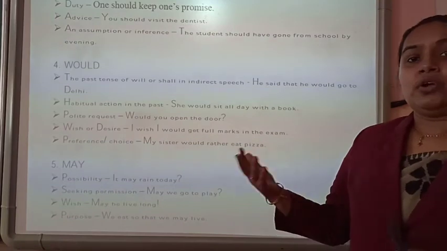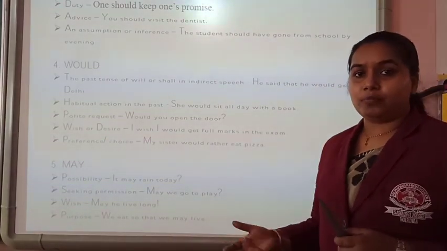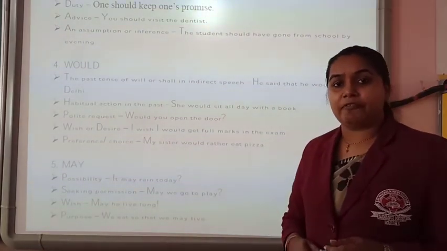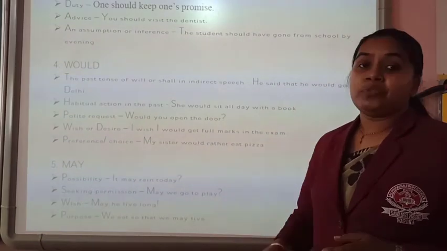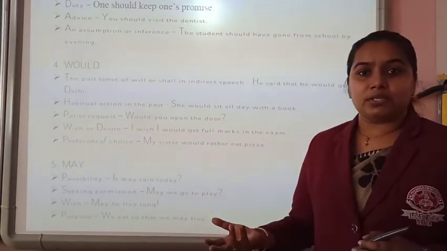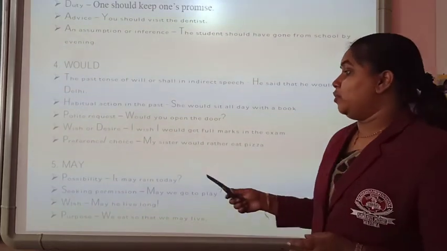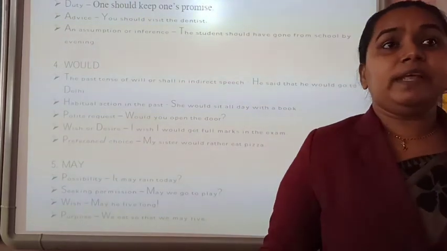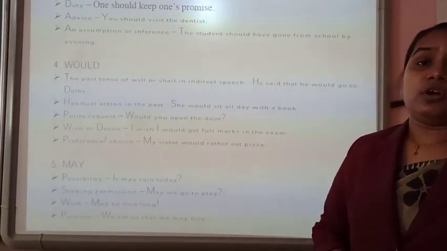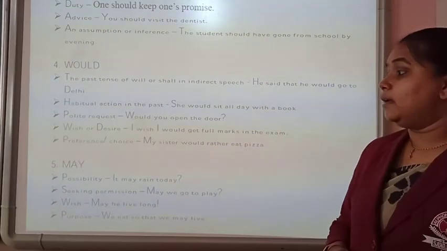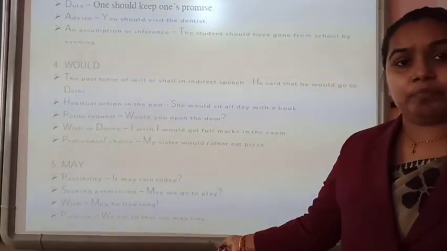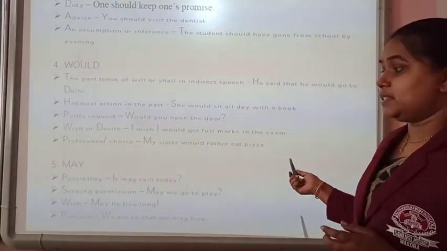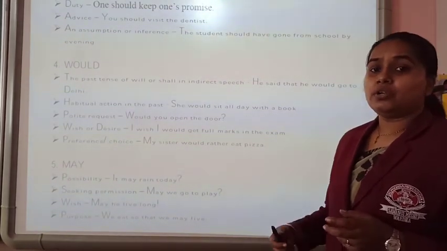He would often go to the park for a walk. That was his habit in the past. Then polite request: would you give me a cup of tea? Wish or desire, like I wish I would be the Prime Minister of this country. Preference or choices: when we are expressing our choices, we use the modal auxiliary verb would. Like, my sister would rather eat pizza. My mother would love to see me during the vacations.